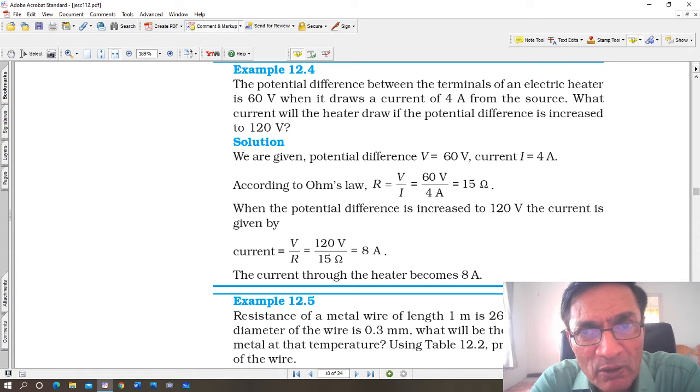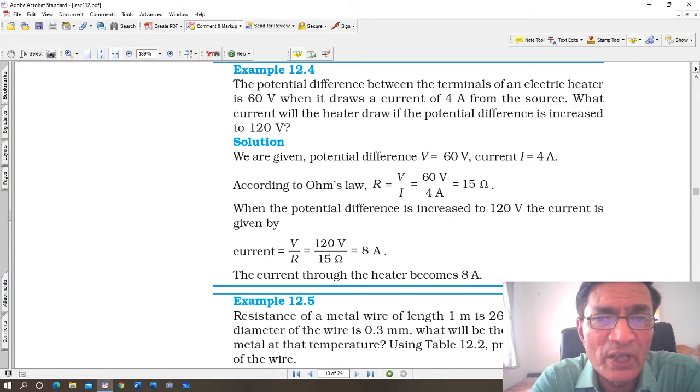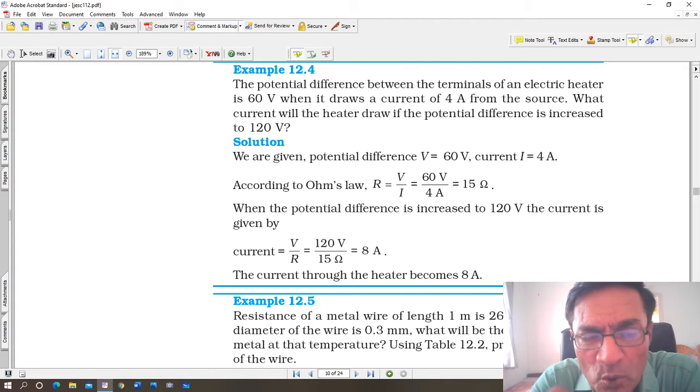So V, capital V, is equal to 60 volts. When it draws a current of 4 amperes, current I is equal to 4 amperes from the source. What current will the heater draw? Again, you have to find I if the potential difference is increased to 120 volts.